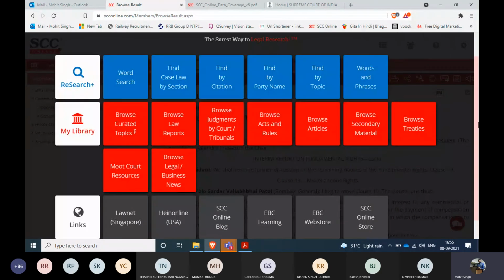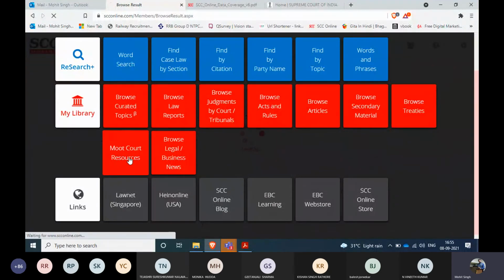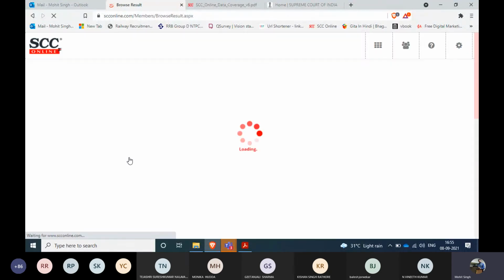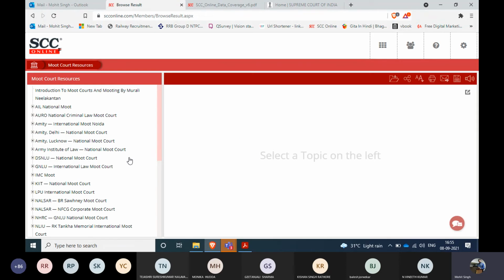There's one more thing before we wind up this session, that is moot court resources. Members who are preparing or who are willing to go to a moot court competition, this section is going to be very beneficial for them. Here we present you the data of the past moot court competitions that have been held and organized by SCC Online as well. And in all those competitions, we have given you the data in the form of the moot propositions.